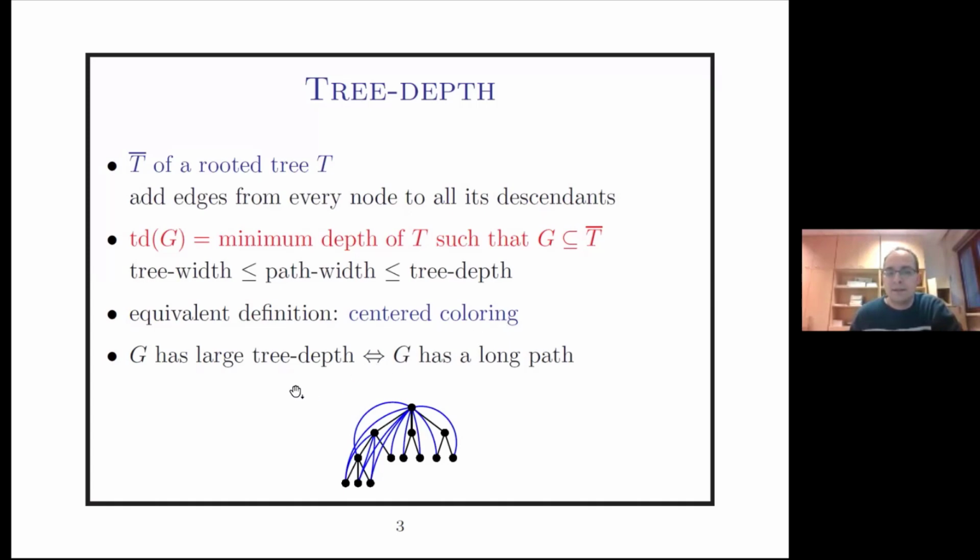And perhaps one of the most basic facts, which is also nice to remember, is that a graph has a large tree depth if and only if it has a long path. Namely, if it doesn't have a long path, it has a small tree depth. This is rather easy to see because one just performs depth first search, and the closure of the depth first search tree will actually contain the graph. In the other direction, one needs to show that the presence of a long path implies a lower bound on the tree depth, which is also not a difficult proof, but I don't want to spend time on it.